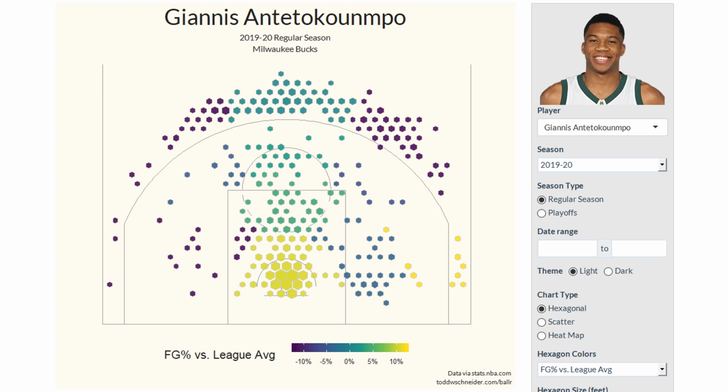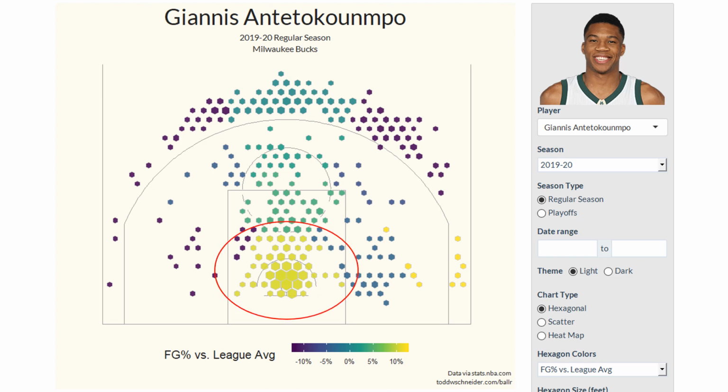Overall, this paints a nice picture of a player's strengths and weaknesses on offense. It doesn't tell you anything about defense, so shot charts cannot be used for an all-encompassing analysis of a player. I personally really like Giannis' shot chart because what people say about him on TV and on radio align almost exactly with what the data shows you. So let's get into the data.